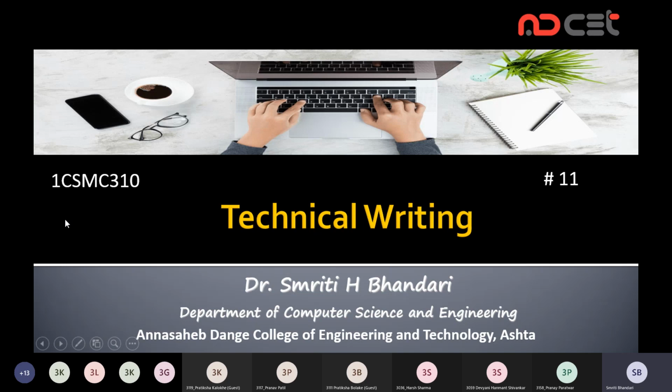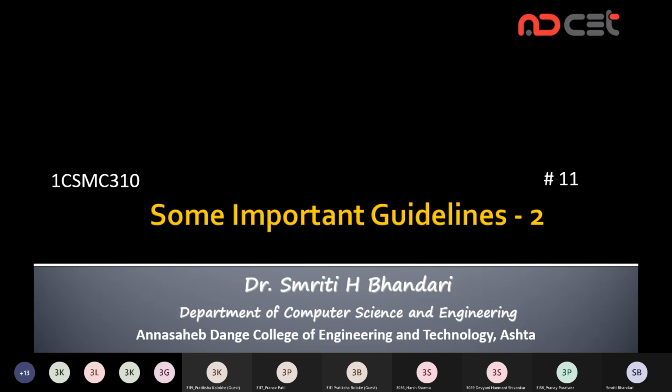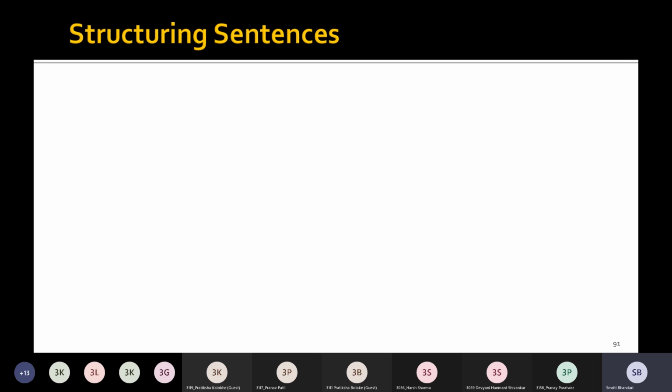So let's begin with our discussion. We are going to extend our discussion from the last session, and we'll be having a few important guidelines once again in this session. In the last session, we talked about the use of voice while writing a technical document, whether to use active voice or passive voice, when active voice is preferred, and when passive voice is preferred.